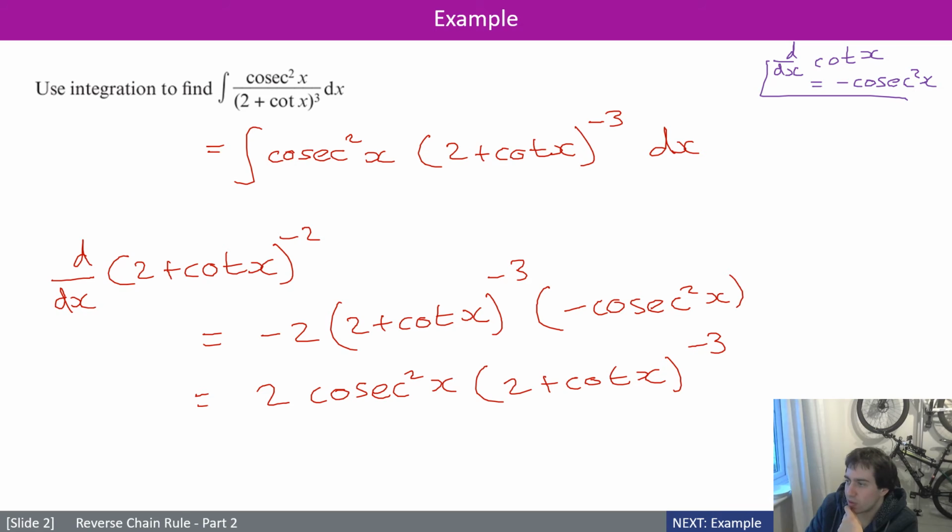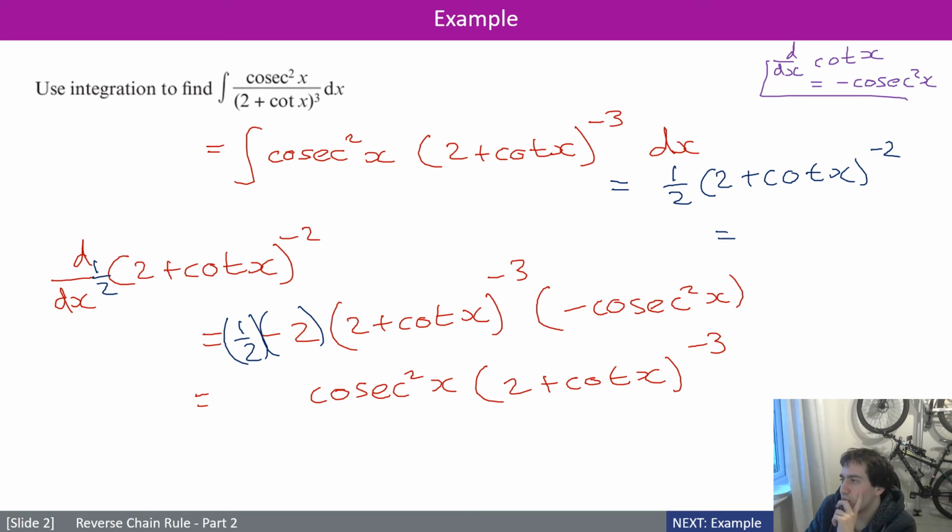And now we tweak, so I'm going to put a half over here and a half here, and then a half times 2 means that that 2 goes away, and look, we've got it. That is what we wanted to begin with, so therefore we've got the answer. It's 1/2 (2 plus cot x) to the minus 2, and probably you'd want to write this a bit more nicely as 1 all over 2 times (2 plus cot x) squared. Cool, and we found the integral. Oh, and plus c, don't forget.